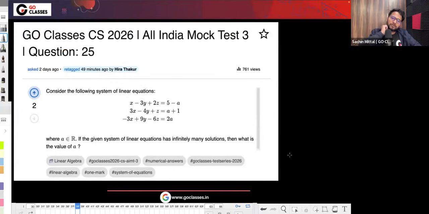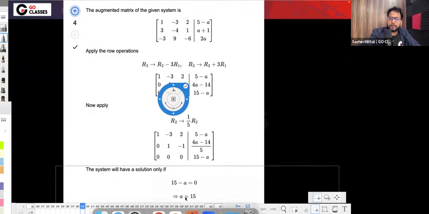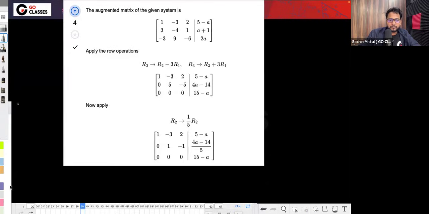Now let's see this question. This question was a linear algebra question, and in this question they're asking what is the value of a for which this particular system will have infinite solutions. So what you can do, you can simply write this in this form and then use the row reduction, and finally you will be having something like this. Okay, finally you will be having something like this, right?